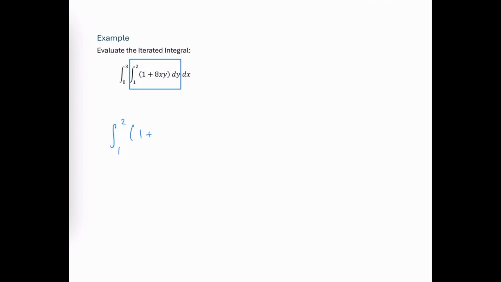So let's take a look at an example. And we're going to grab up this first inside integral. The integrand is 1 plus 8xy, and remember that's basically the surface function or the ceiling function. And we're going to integrate this first with respect to y, which means that we're going to be holding all x values constant. So the integral of 1 with respect to y is just y. The integral of 8xy with respect to y, the 8x is a constant multiple, and then we'll integrate y. That's going to be y squared divided by 2.